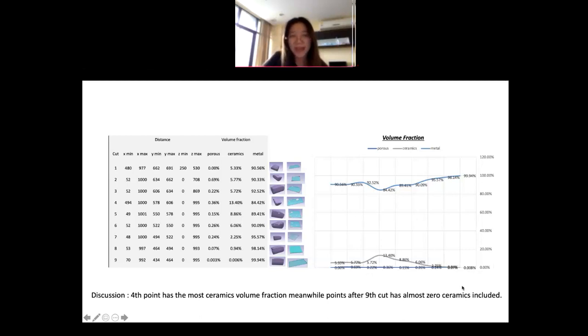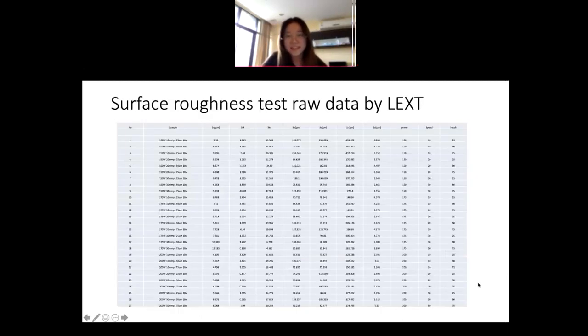And yeah, this is the raw data that I got from the Lex machine, the microscope machine. There were 27 samples, with some of the metals tested with different laser power, different laser speed, different hatch space, and these are some of the surface roughness parameters that I got, and the rightmost 3 were the independent variables.